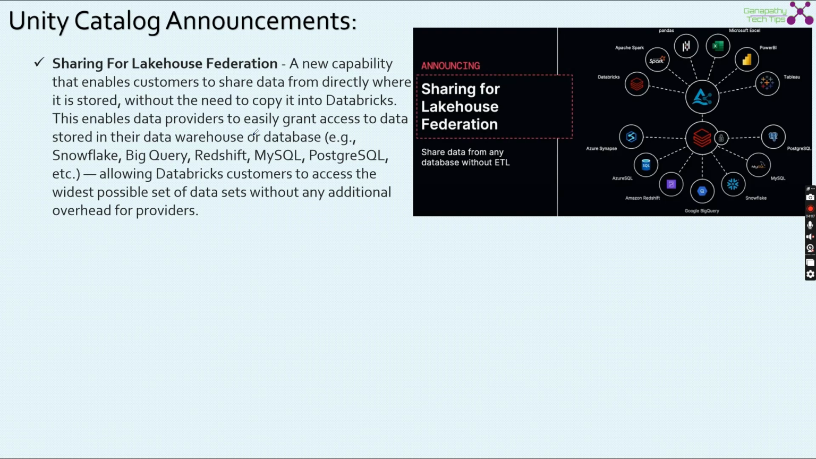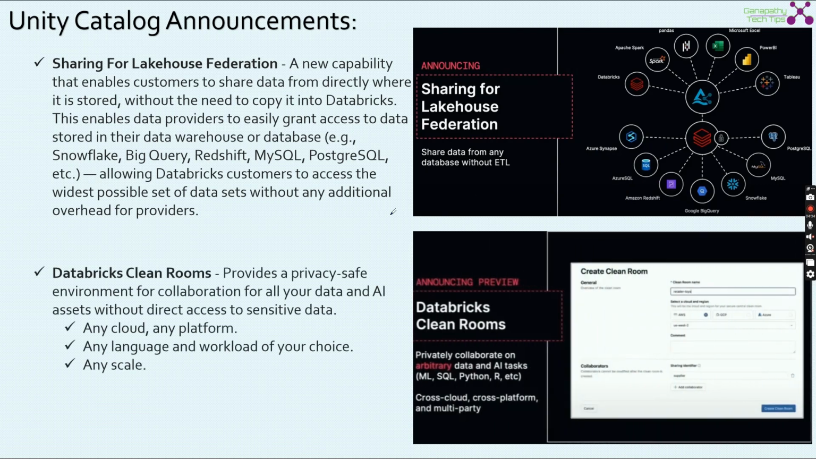This enables data providers to easily grant access to the data stored in a warehouse or database like Snowflake or BigQuery or Redshift, allowing Databricks customers to access the widest possible set of datasets without any additional overhead for the providers. So simply what they are trying to say is, you don't need to move the data. You can keep the data in any of your source platforms and utilize Databricks Unity Catalog to do the data governance.